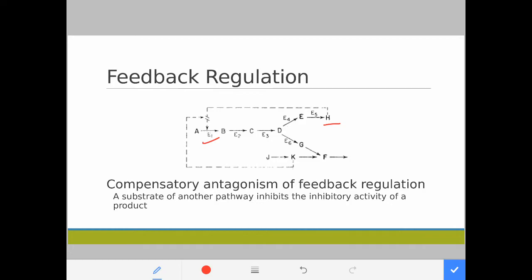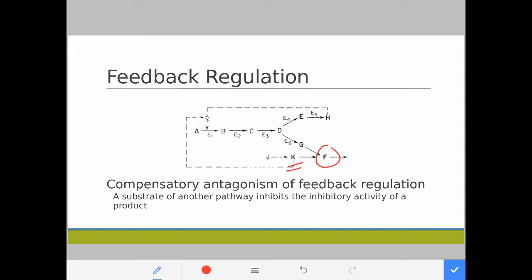However, since this pathway is involved with another pathway, if the pathway stops here, you cannot produce G, and G is needed by another pathway. So if your H inhibits your enzyme 1, there is no G that will be produced, and therefore in the separate pathway, since there is no G, your K accumulates because there is no G to react with E to form your product F.